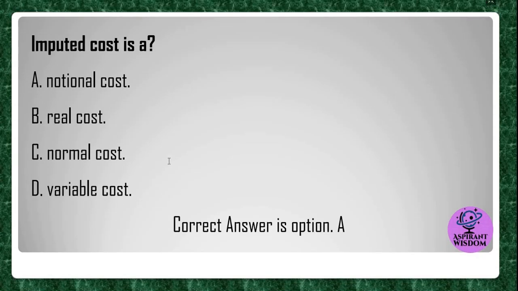Imputed cost is A. Notional cost. B. Real cost. C. Normal cost. D. Variable cost. Correct answer is option A.